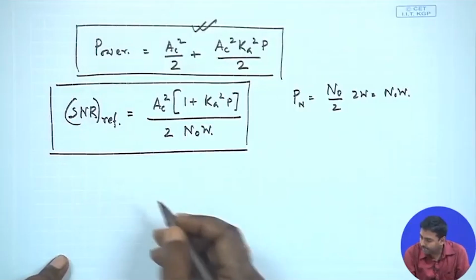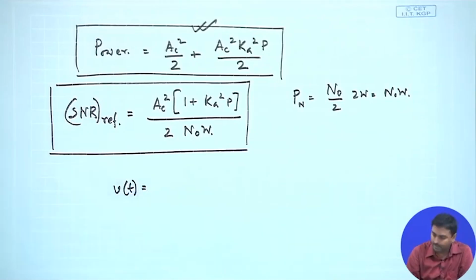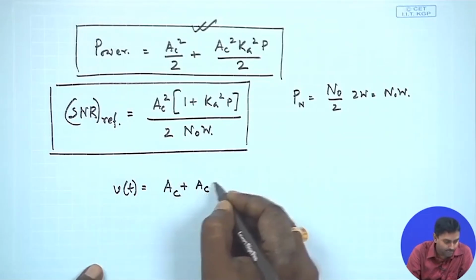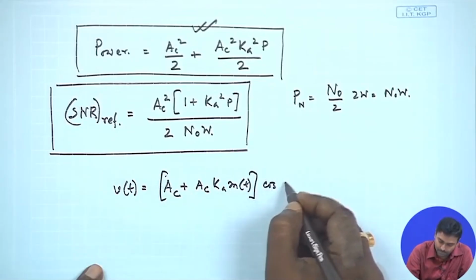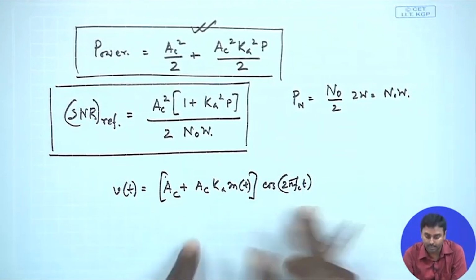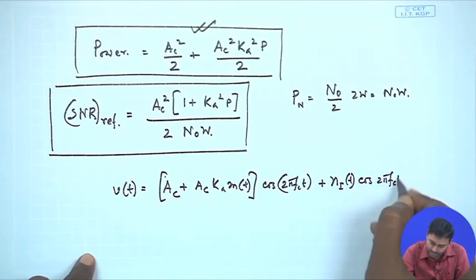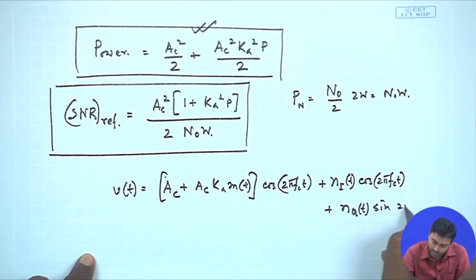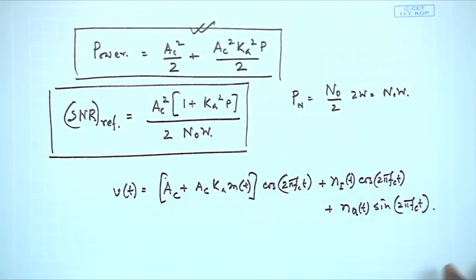Therefore, after the band pass filter, if I call that signal v(t), that must be A_c plus A_c k_a m(t), times cos 2 pi f_c t. So, this is the message signal or modulated signal, plus n_i(t) cos 2 pi f_c t plus n_q(t) sin 2 pi f_c t. Just the noise gets an in phase quadrature representation, right.